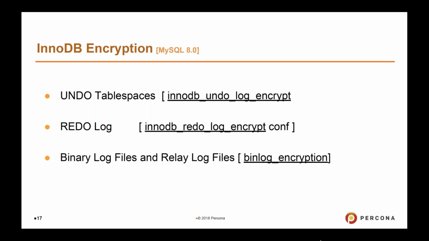All you need to do is enable this. If you want to enable encryption for the undo tablespace, just set innodb_undo_log_encrypt equal to ON. For the redo log, the same thing: innodb_redo_log_encrypt equal to ON. For the binary log also, binlog_encryption equal to ON. The same way you enable it dynamically while the server is running, you can disable it whenever you want.